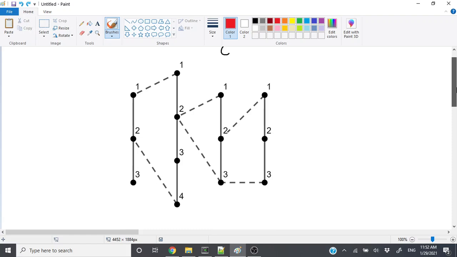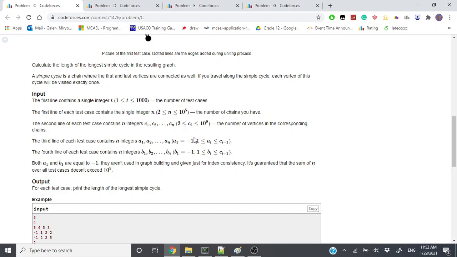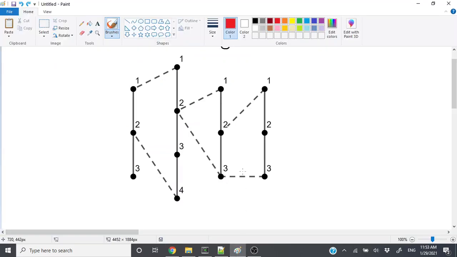So basically the idea is the cycle that we get is kind of predetermined from the ending location and the starting location. What I'm saying is the properties of the endpoints of the cycle. Also, the chain lengths are 10 to the ninth, so we cannot construct this graph in any way.